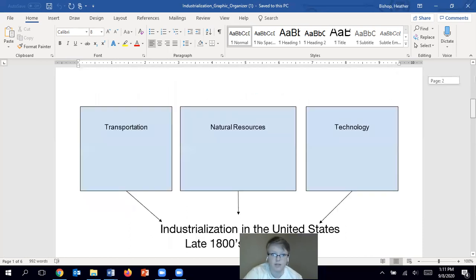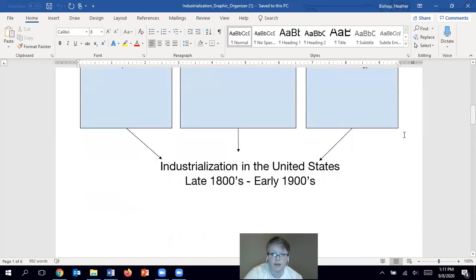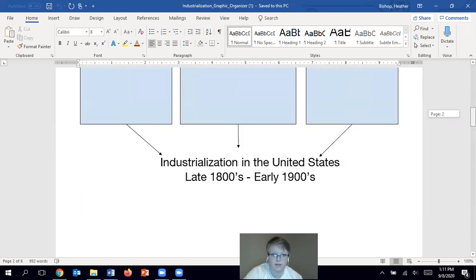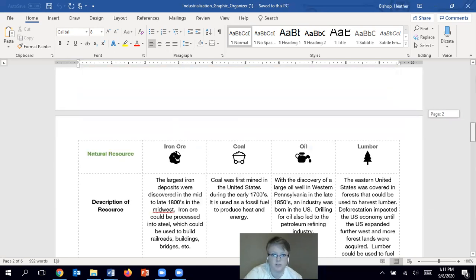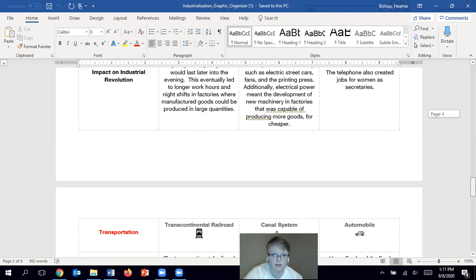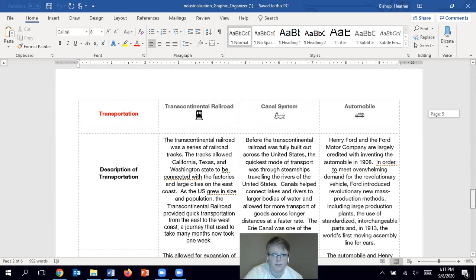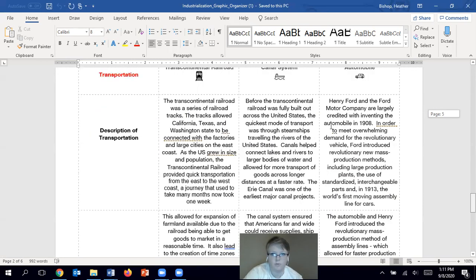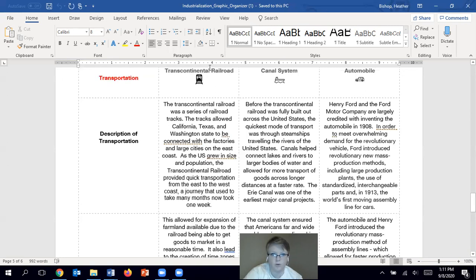So down here, if you are looking at transportation, let's go all the way down here. Here's natural resources. There is technology, and there is transportation. So we will look at the Transcontinental Railroad. There are three different things here that you can pick from. Basically, what you're doing is you're going to choose two of these to say how they changed or how they helped the Industrial Revolution progress.